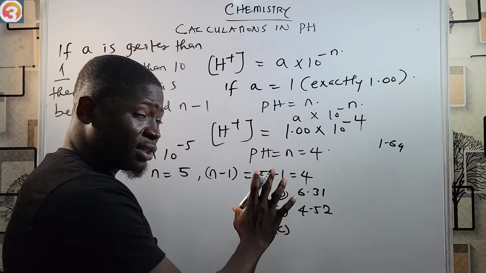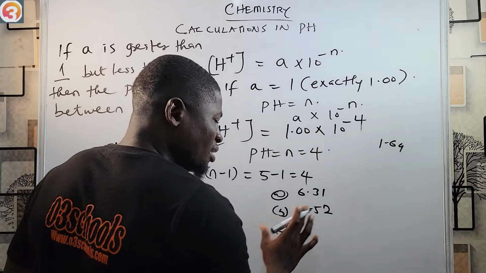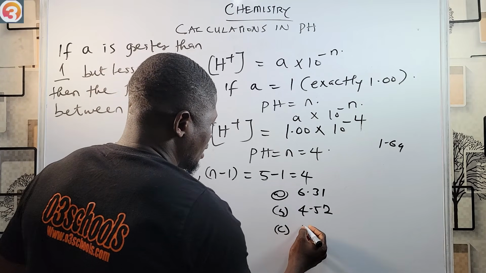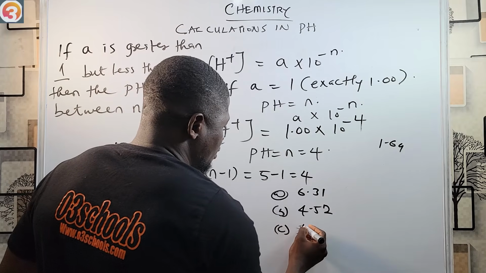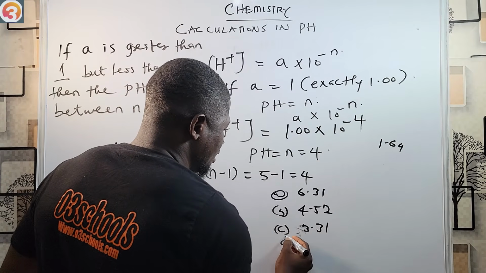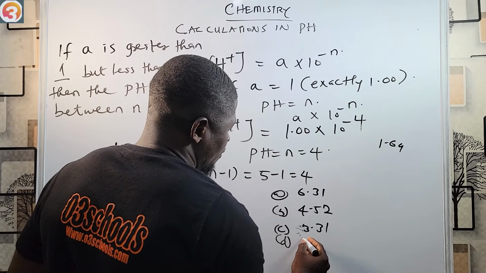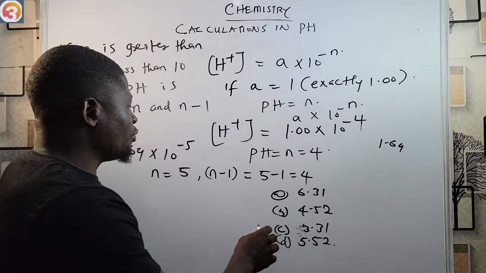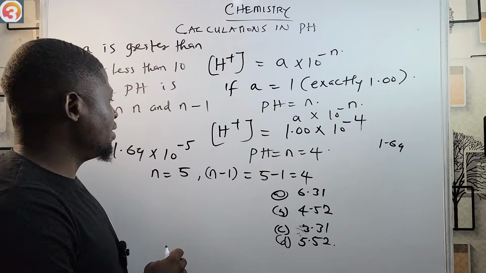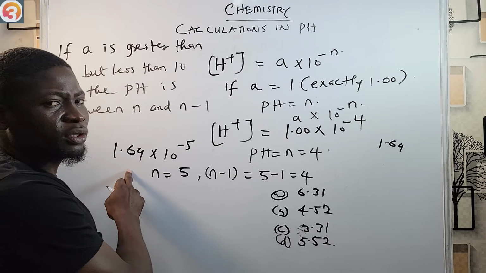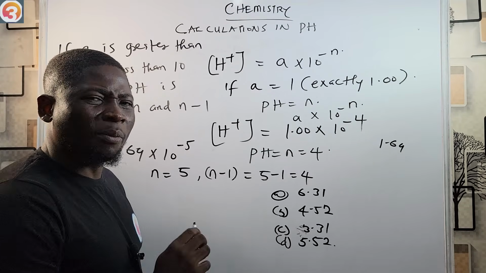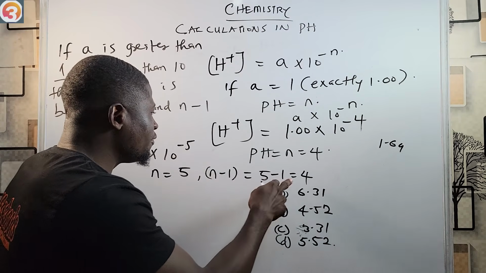C is, I'm not saying these are the answers. I'm just saying, let's say, for example, C is 3.31, then D, for example, is 5.52. Right? They say, what is the pH of a solution having hydrogen ion concentration of 1.69 times 10 to the power minus 5? You should already know from here that the pH is between 4 and 5.